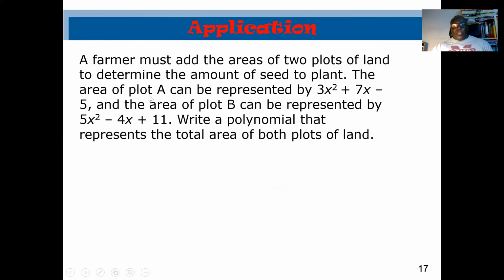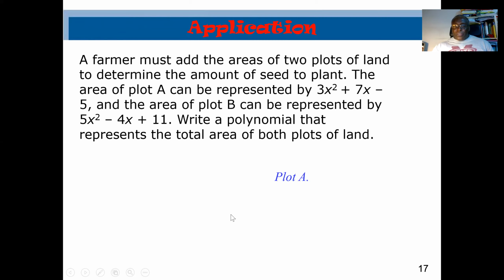Here we have an application problem. They say a farmer must have the areas of 2 plots of land to determine the amount of seed to plant. So this farmer has 2 plots of land. The area of plot A can be represented by 3x squared plus 7x minus 5. The area of plot B can be represented by 5x squared minus 4x plus 11. Now they say we should write a polynomial that represents the total area of both plots of land. So we have 2 plots here, and the area of each plot is represented by a polynomial.